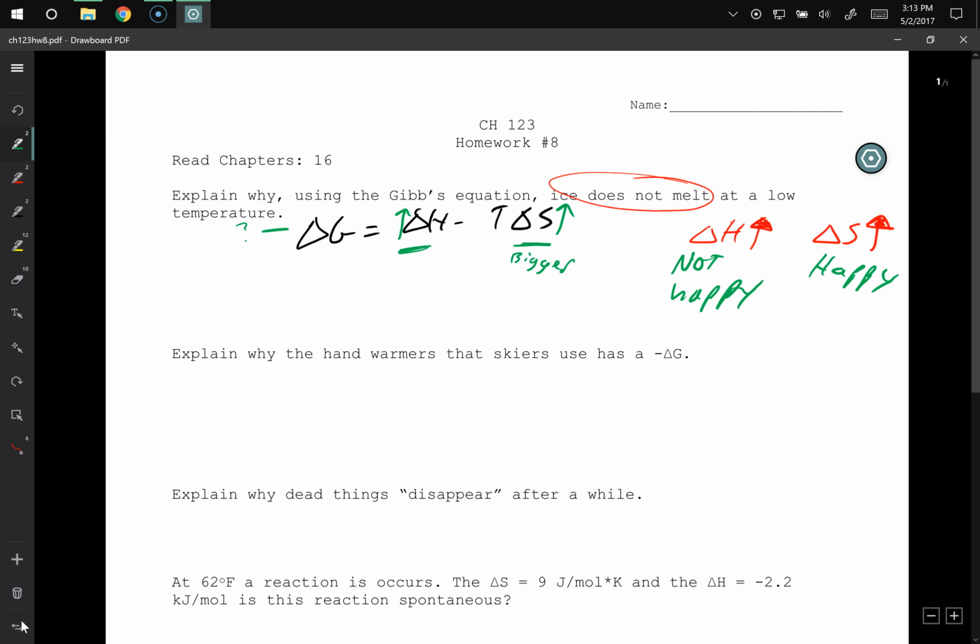So what if the way I can change this to being bigger or smaller is by modifying the temperature, right? So if the temp is low, tell me about this term. Small. So at a low temp, the change in entropy isn't enough. That change in enthalpy is too large for that change in entropy to overcome.